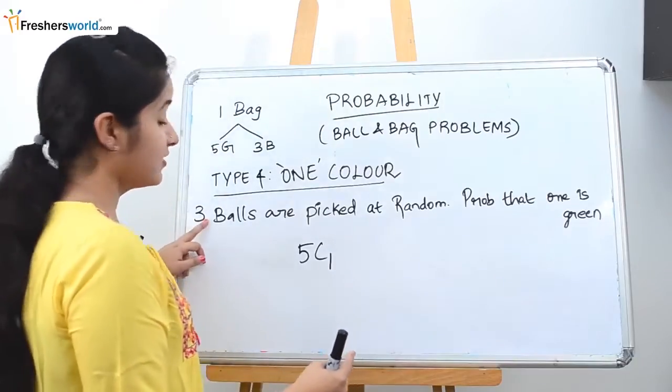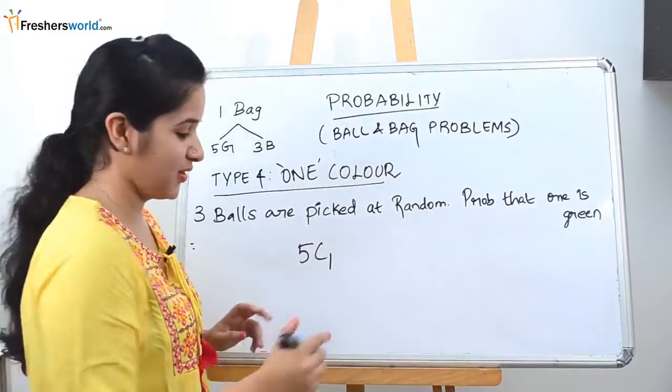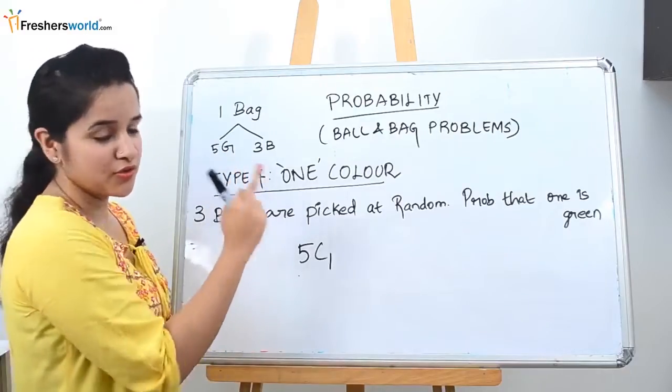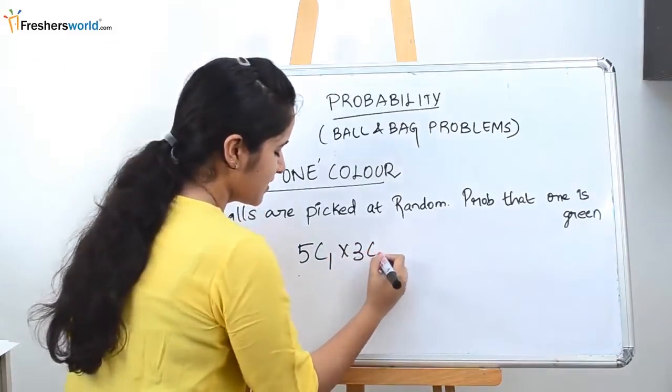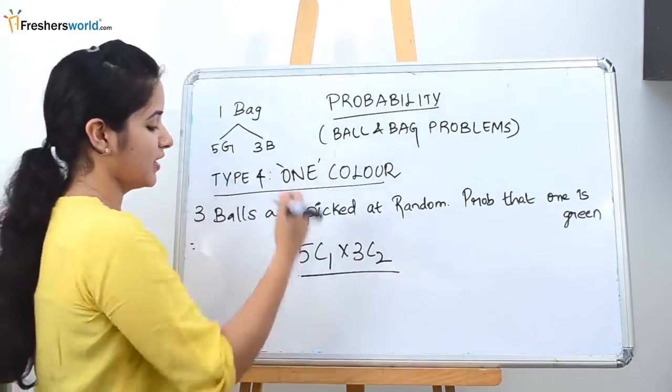So there are 3 balls totally you need to pick, out of which they have mentioned in the question one is green, which I have already written. So the remaining 2 balls will definitely be blue. So into 3C2, divided by, what is the total number of balls? 5 plus 3 is 8.